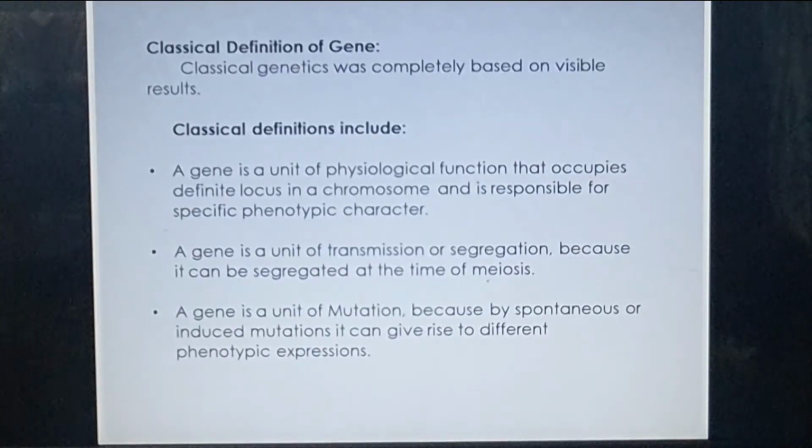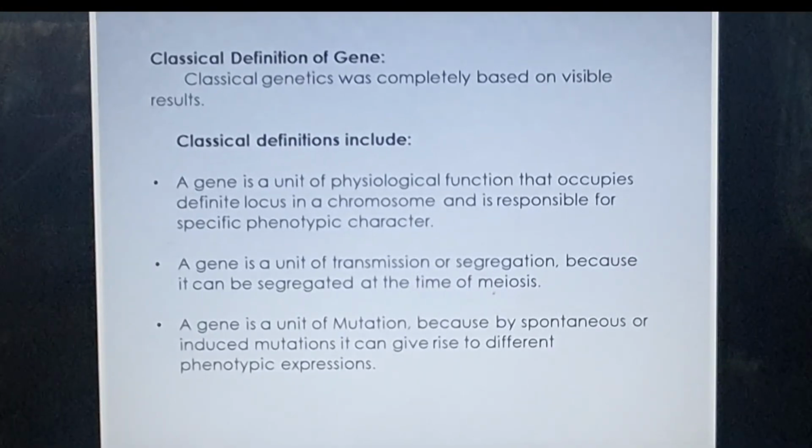So, the classical concept. This concept was solely and purely based on what we see, meaning what is observed from outside. It was based on visible results. We have different theories of the classical concept. The first one is that a gene is a unit of physiological function that occupies a definite locus in a chromosome and is responsible for a specific phenotypic character.